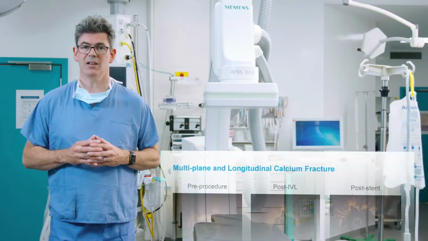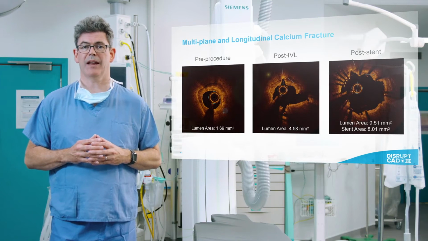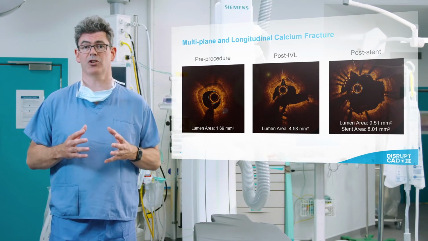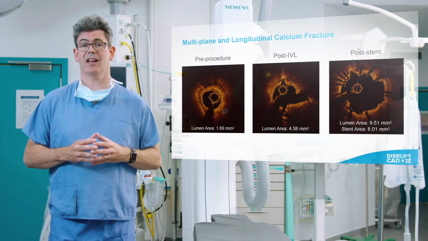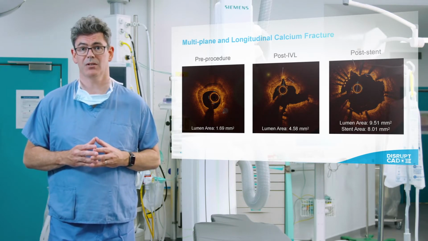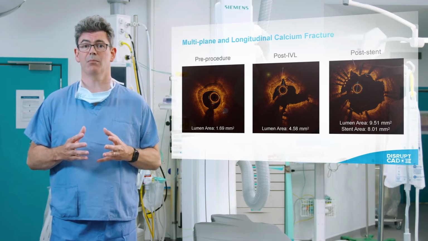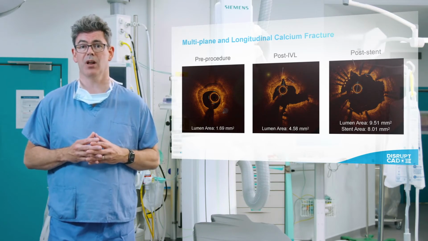If full balloon inflation does not occur, the balloon is deflated, reperfusion occurs, and then the cycle is repeated. Eventually, full balloon inflation will be achieved at a 6-atmosphere pressure. The mechanism of action appears to be multiplane longitudinal calcium fracture. As you can see on the far right, there is calcium fracture expansion with stent deployment, which appears to be the mechanism for increased transmural compliance.